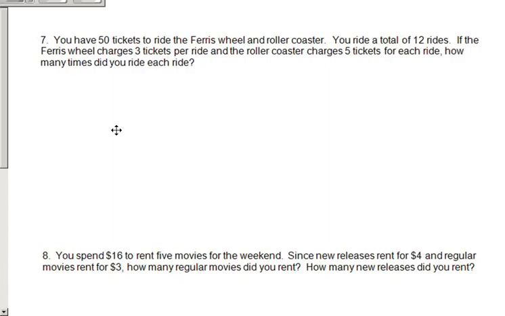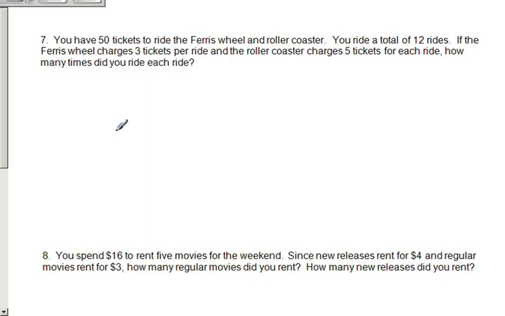Okay, so now we're into Chapter 7, solving systems of equations by word problem. I'm just going to do a couple of the more specific types that we have. In this case, it says you have 50 tickets to ride the Ferris wheel and the roller coaster. You ride a total of 12 rides. If the Ferris wheel charges 3 tickets per ride and the roller coaster charges 5 tickets per ride, how many times did you ride each ride?